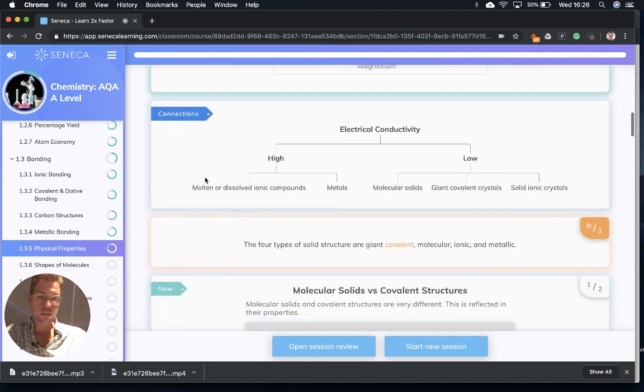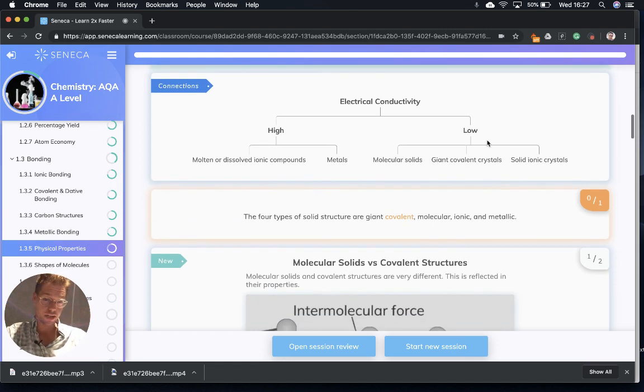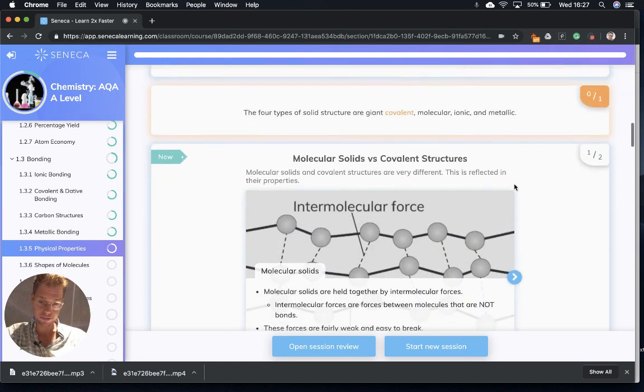Now, electrical conductivity, let's just review what you need to know about that. Solids with high electrical conductivity are molten or dissolved ionic compounds and metals, because when ionic compounds are molten or dissolved, the ions are free to move around. The other types of molecular solids do not have good electrical conductivity. So, that was a mouthful. Molecular is really hard to say sometimes. But low electrical conductivity is molecular solids, giant covalent crystals, and solid ionic crystals.